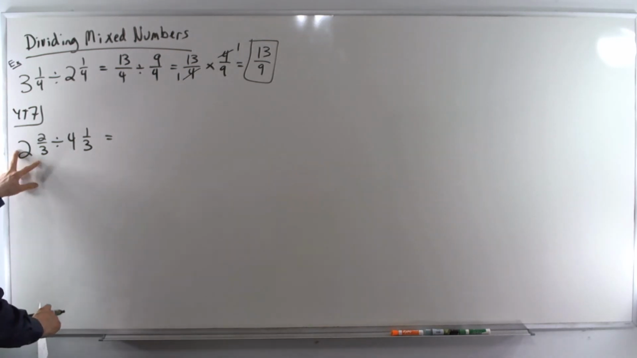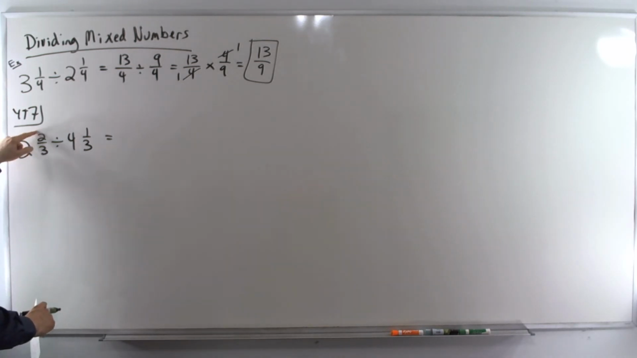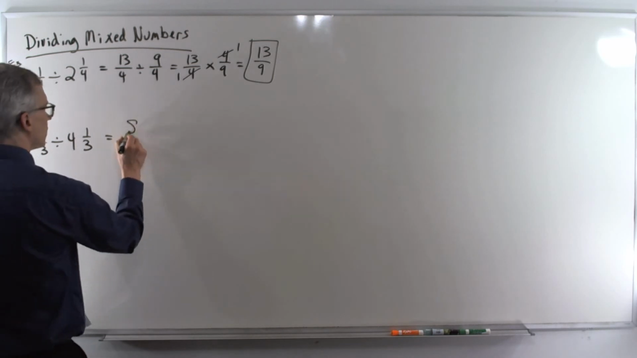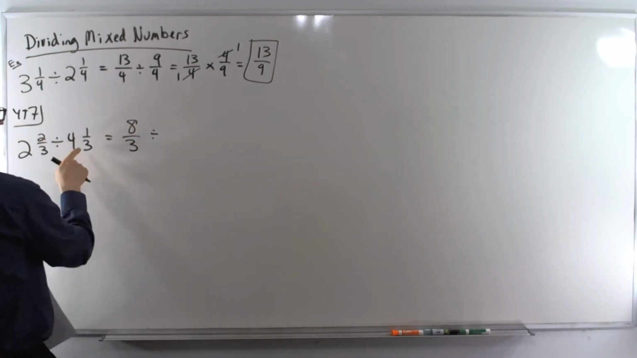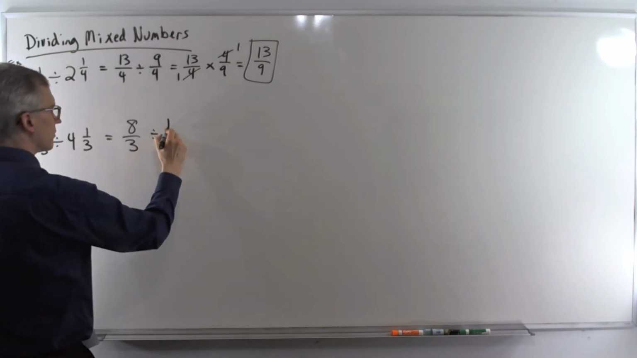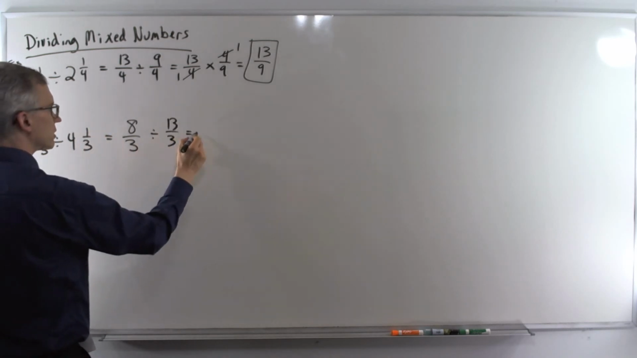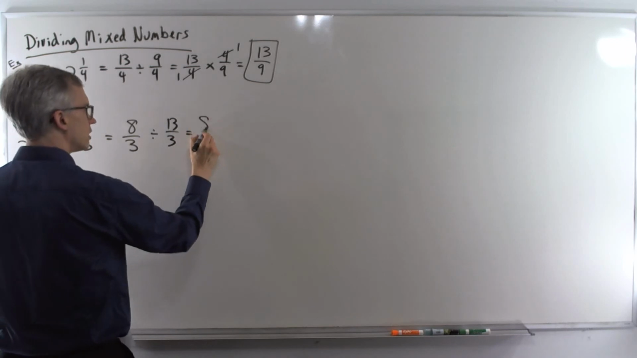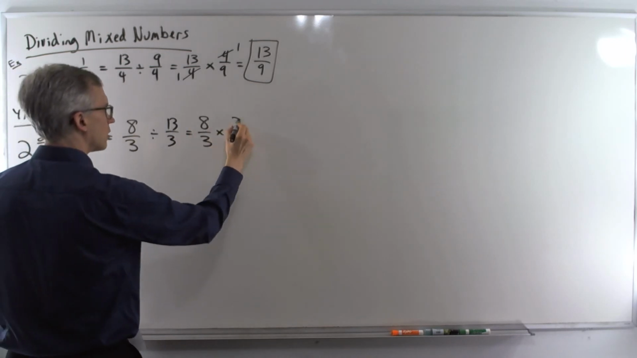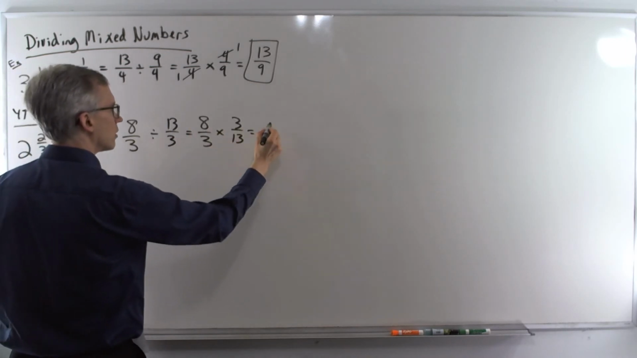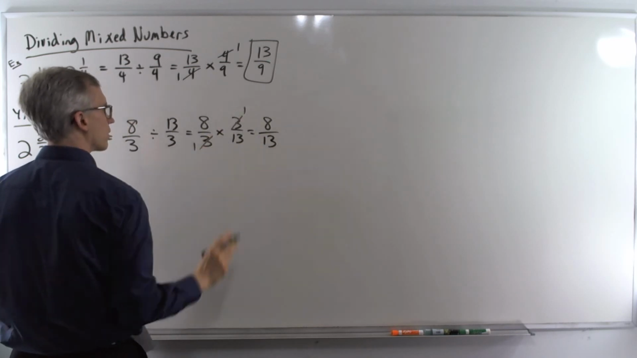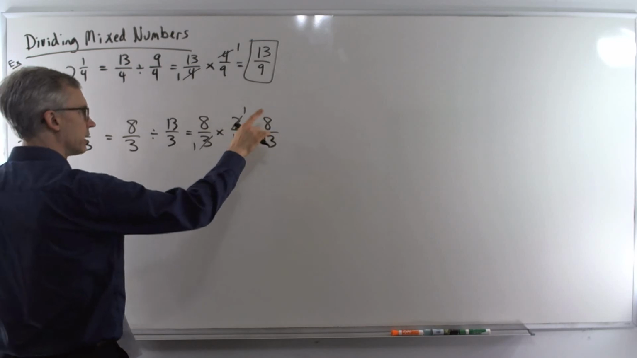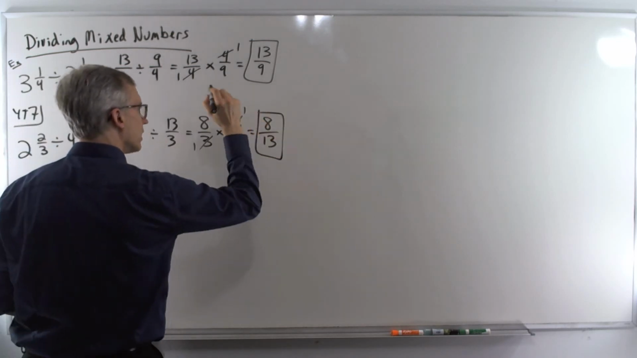So converting this, we've got 2 times 3 is 6 plus 2 is 8. So that is 8 thirds divided by 4 times 3 is 12 plus 1 is 13. 13 thirds. Right, convert to multiplication. The 3s cancel, multiplying straight across, we get 8 on top, 13 on the bottom. 8 thirteenths.